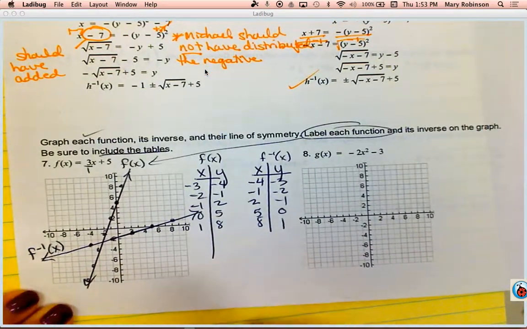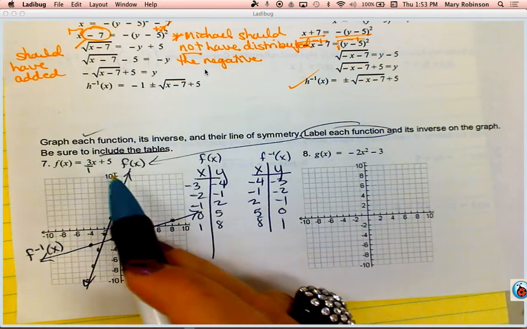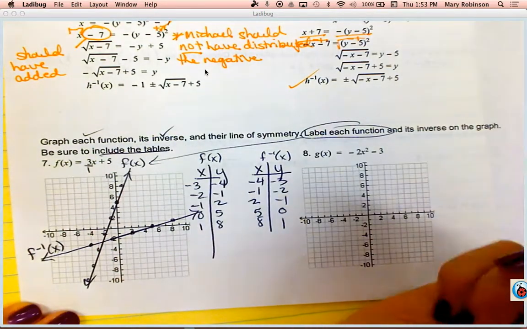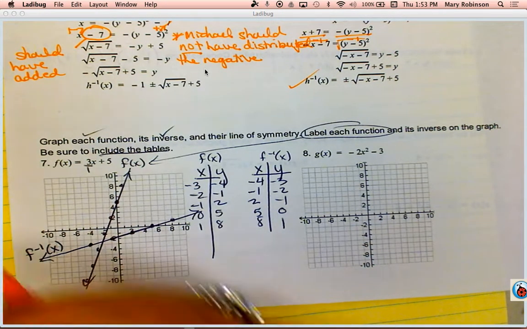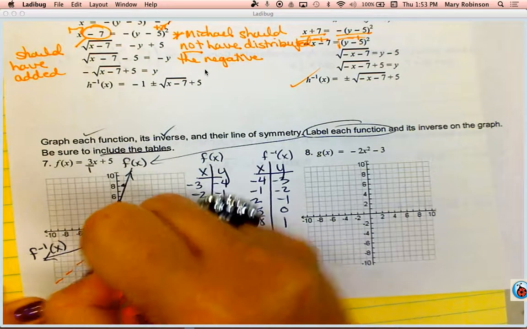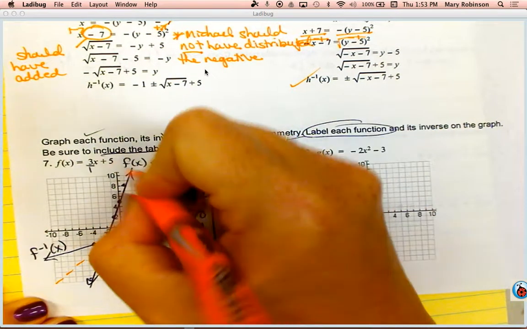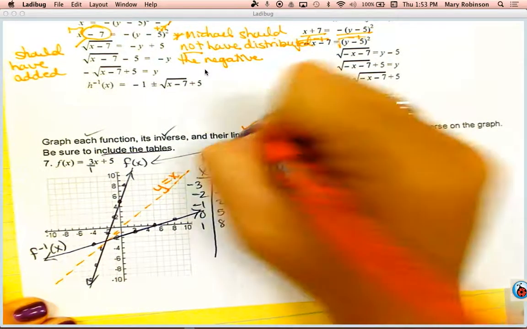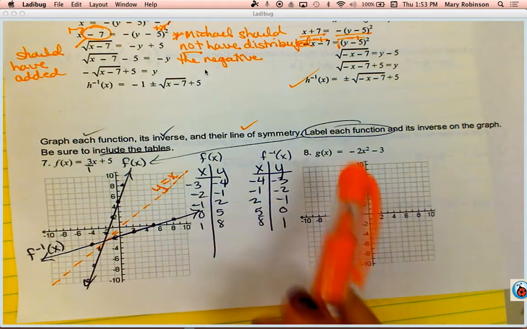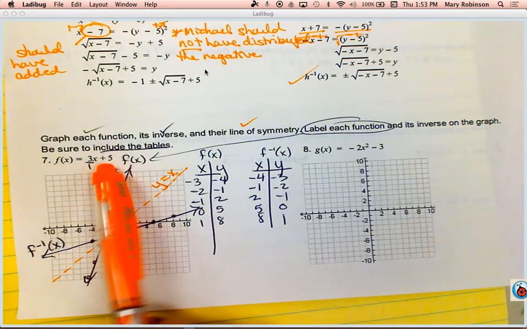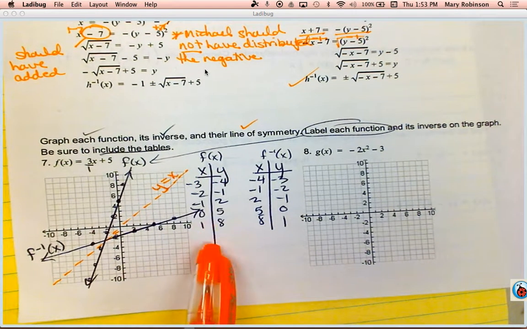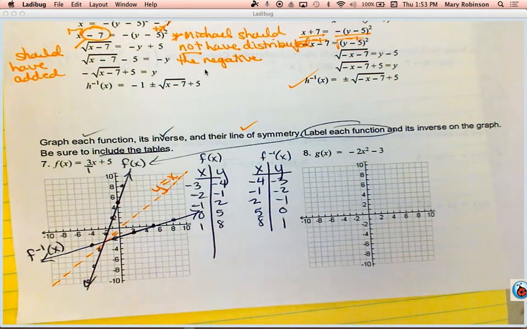Okay? So have I done everything I needed to do? I've graphed my function, I graphed its inverse. Oh, I got to do the line of symmetry. We should know that our graph should be symmetric about the line y equals x. So there's my y equals x. So now I've graphed the line of symmetry. I've labeled my functions, f of x and f inverse of x, and I created my tables. There's f of x and f inverse of x. So I'm completed that problem.